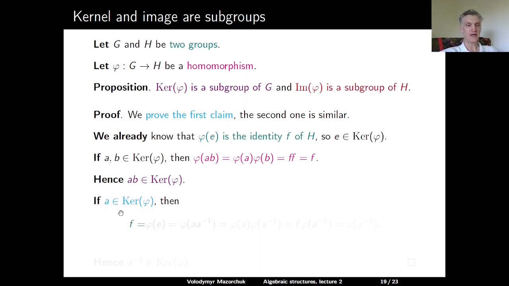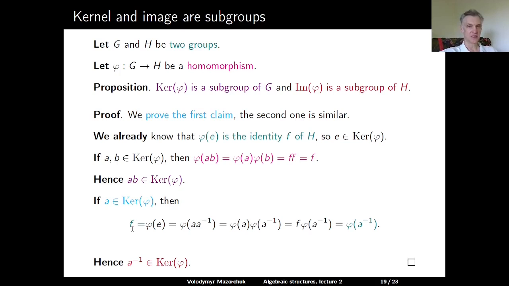Finally, if A is an element in ker phi, then we can write the identity in H as phi of E, and phi of E is phi of A times A inverse, of course. Since phi is a homomorphism, we can write this as phi of A times phi of A inverse. Phi of A is F, the identity in H, because A was assumed to be in the kernel of phi. And F times phi of A inverse is equal to phi of A inverse. Now if we read this through, we see that phi of A inverse is equal to F. So this means that A inverse is in the kernel of phi.